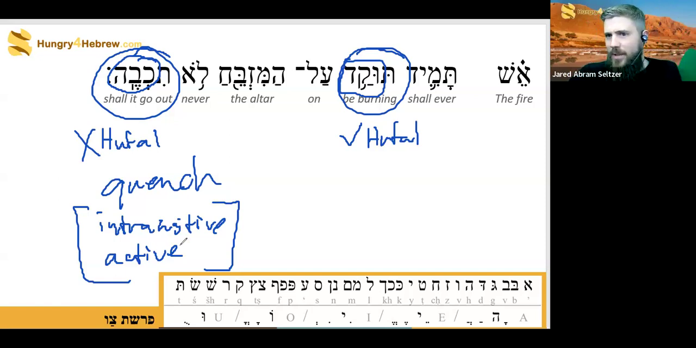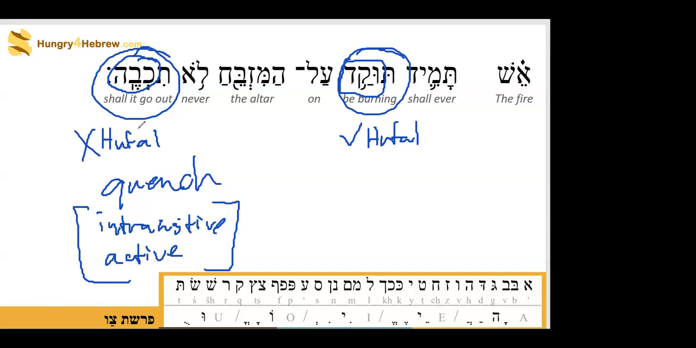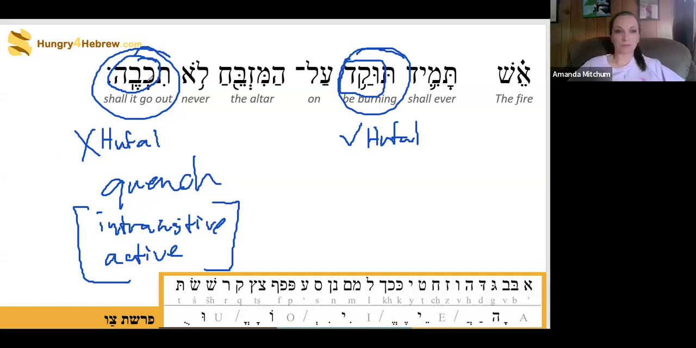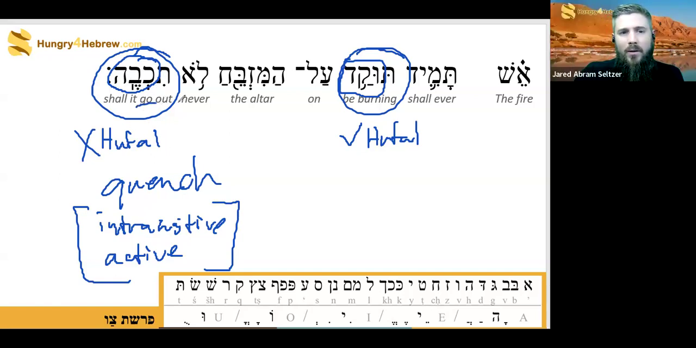Oh, well, let's just do that. Yeah, blow out. Going out. Exactly. Going out. Yeah, something like that. So it is active. It is intransitive. It is going out. But it's not technically a passive. It has to do with the root. That's why it's not a hufal. It's not the act of someone putting it out. It's the fact that someone is not tending the fire and then it goes out all on its own.